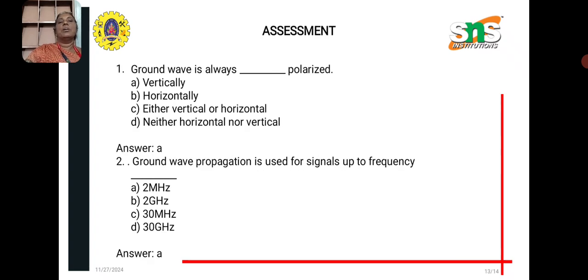Assessment: Ground waves are always dash polarized. The answer is A, vertically polarized. Ground wave propagation is used for signals up to dash frequency. The answer is A, 2 megahertz.